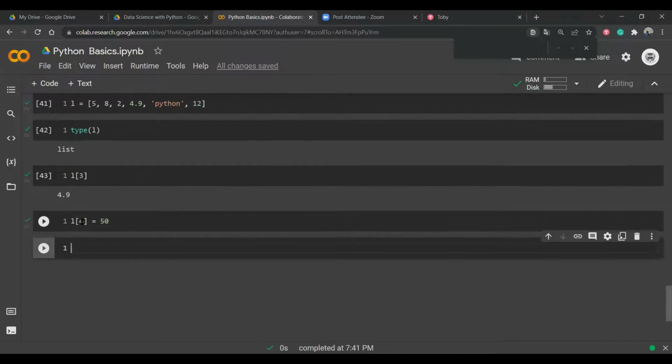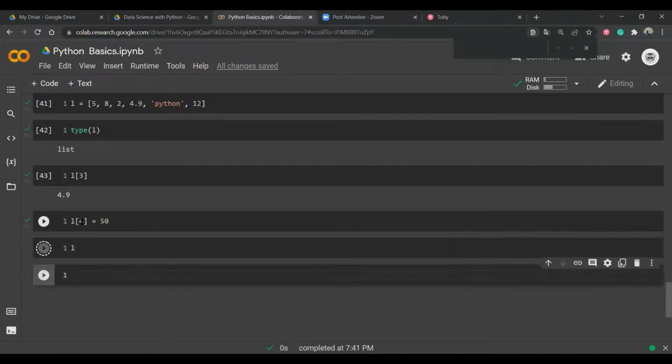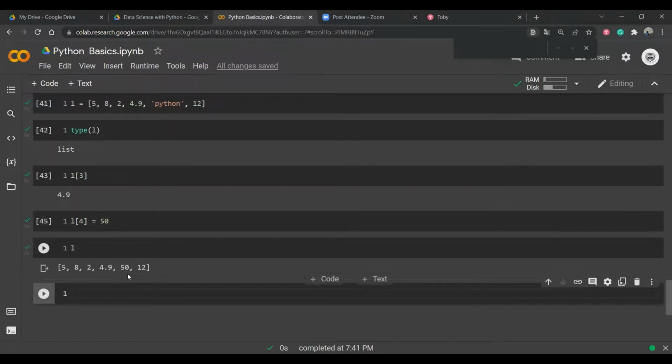Yeah, I am not getting any error, and even if I run this list again, I will get a 50 over here. It means my list was updated, and in place of Python I am getting 50. So this is what happens in case of a list, and that is why it is called mutable, because we can make a change and update at any point of time. This is not possible in a tuple.